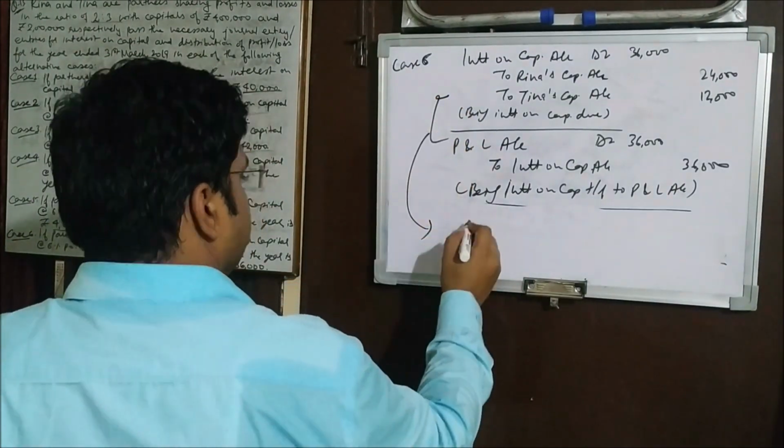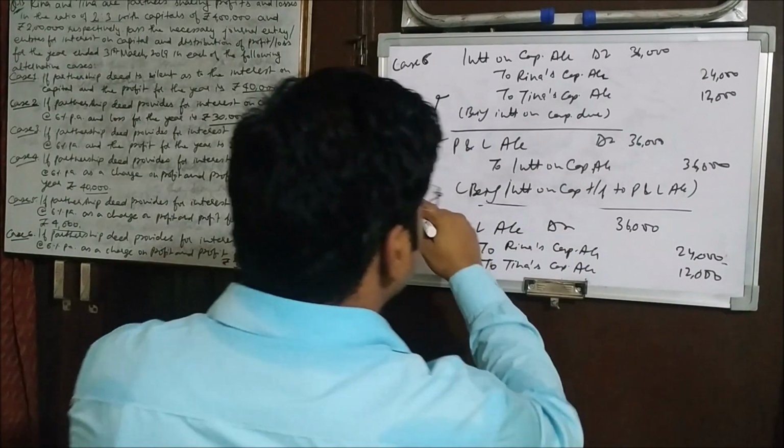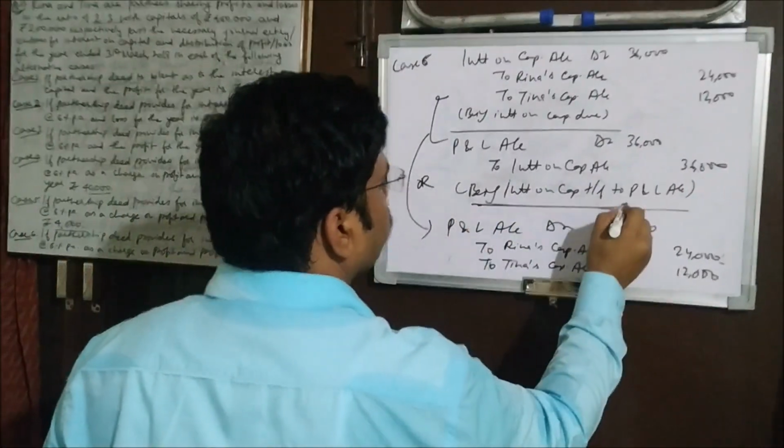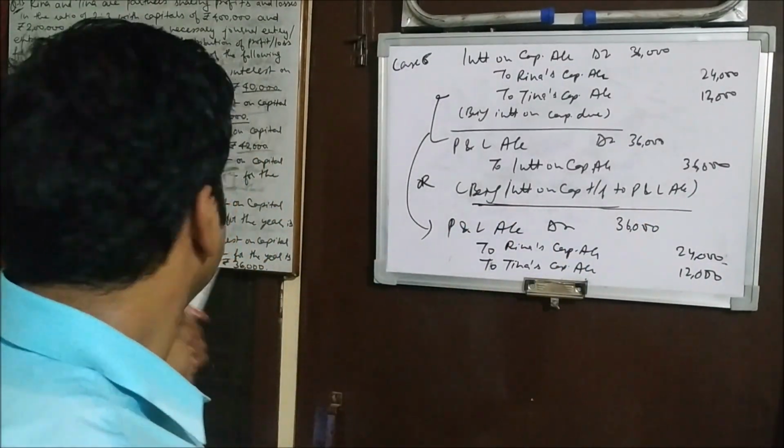And what is that single entry? I just mentioned it there. So this is the alternative entry. You can pass that entry instead of passing these two. So this is all about this question.